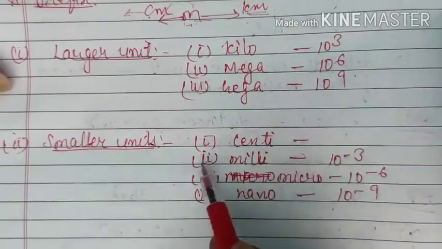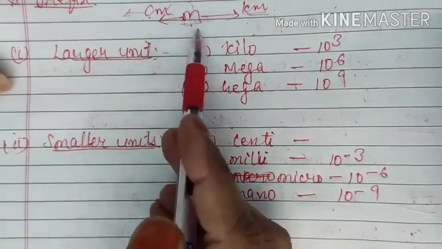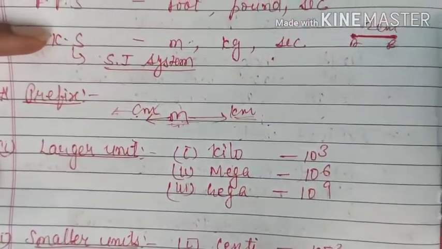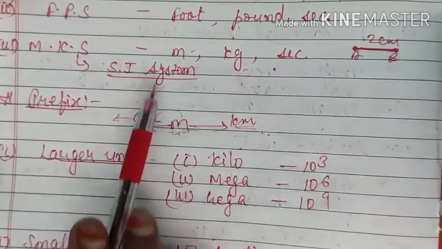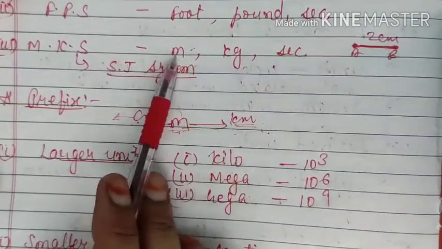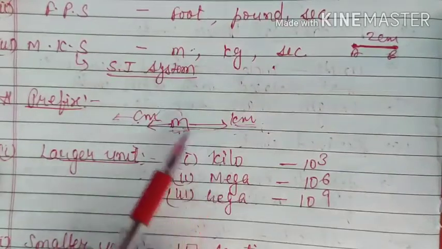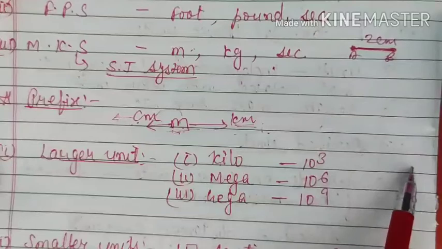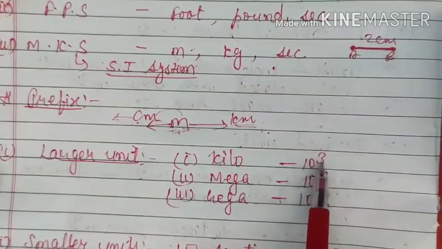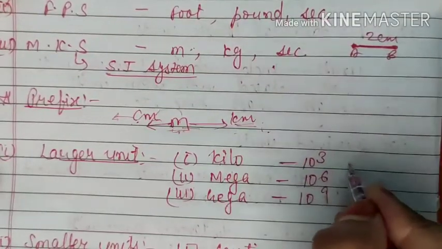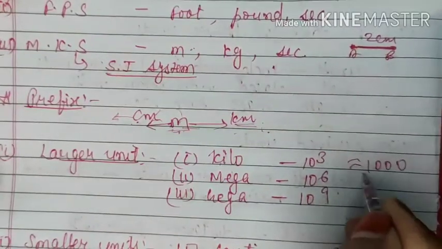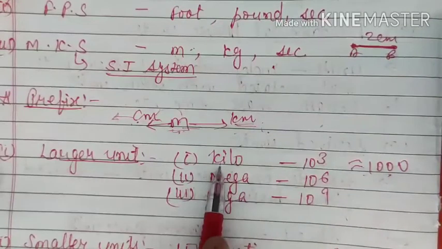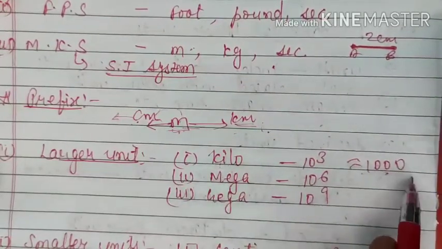Centi is your favorite. You know the relation between meter and centimeter, it is 10 raised to power minus 2. Now these are larger units. If you put kilo before meter, it will become kilometer. And we know that 1 kilometer is equal to 1000 meters, and 1000 means 10 raised to power 3. After 1 we should have 3 zeros. That is the meaning of 10 raised to power 3.